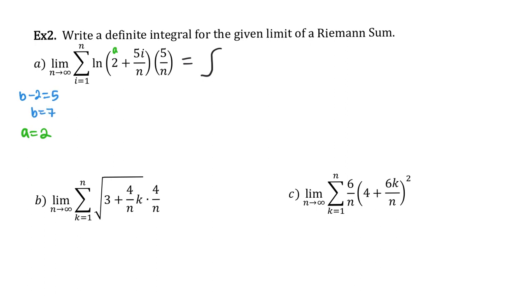Let me see if that makes sense. So this is a, b minus a is 5 over n times i, and then this is 5 over n. Let me at least write that in. So I think it's going from 2 on the lower limit to 7 on the upper limit.